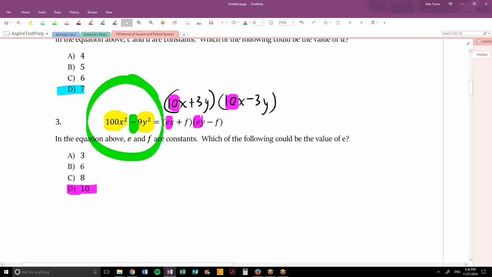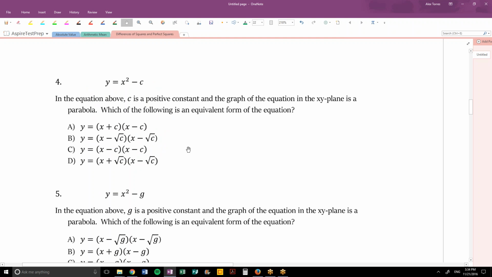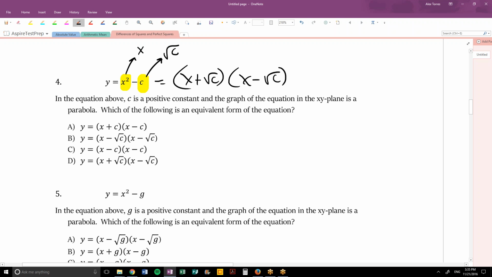Going to number 4 now, we're just getting a little more fancy with it. We're starting with a difference of two squares. Now this is obviously a perfect square because it factors to x, but if we want to, we can think of the c as a perfect square, because the square root of it is square root of c. So the two yellow things do have square roots, so we could factor it to x plus square root of c times x minus square root of c, and that gives us answer D.